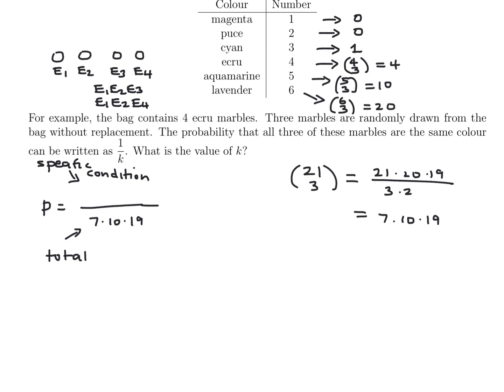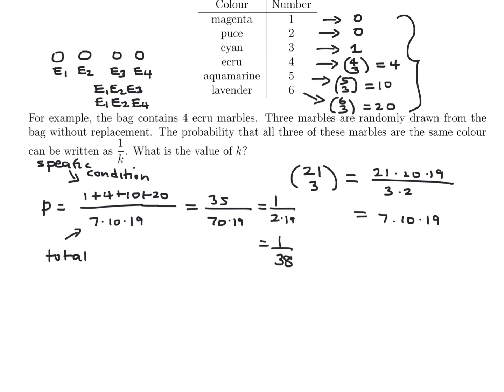So it looks to me like you just add up these numbers for the specific condition. So that's going to be 1 plus 4 plus 10 plus 20. So that's 35 over 7 times 10 times 19. So that looks like 1 over 2 times 19. So that's 1 over 38. And they're saying that's equivalent to 1 over k. So that means that k is 38.